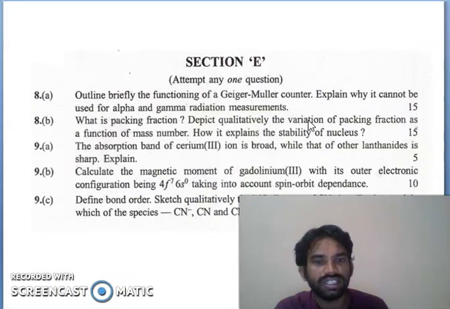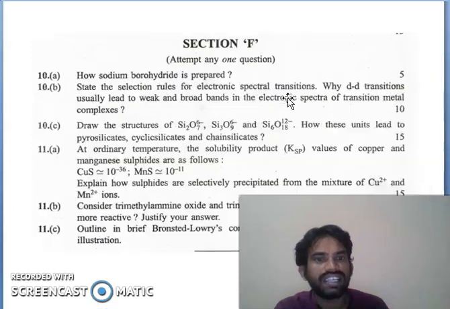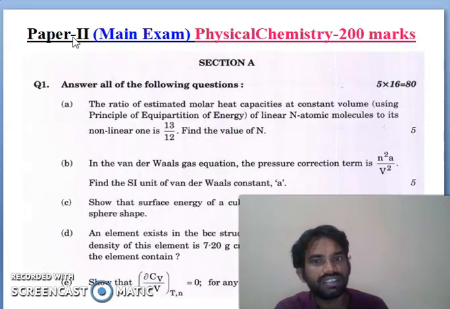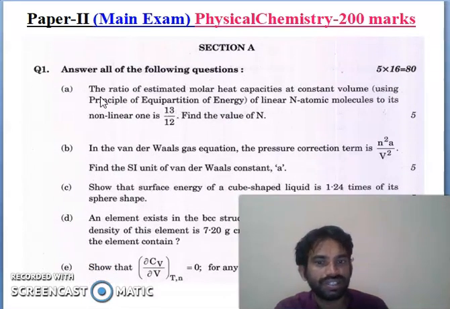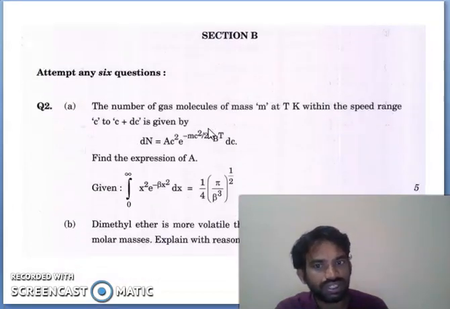This is the section E questions. You can see that outline briefly in functioning of this. And you can see section F. Then after, you can see the section F questions, and you can think paper 2 is the main exam: physical chemistry, 200 marks. In section A, especially, you can see what type of questions will come. You can see here a few questions. Then you can see section B, where you attempt any 6 questions.